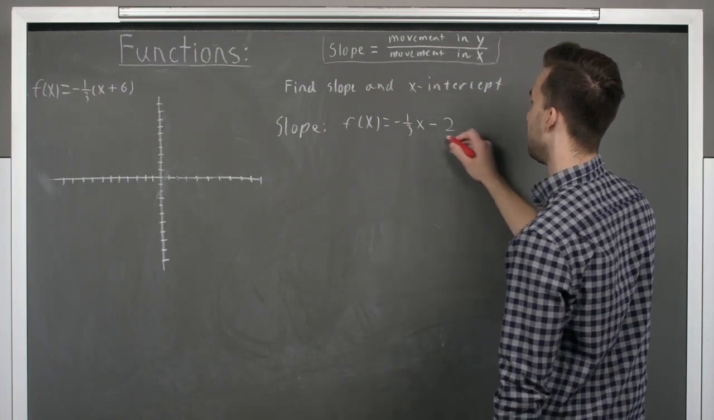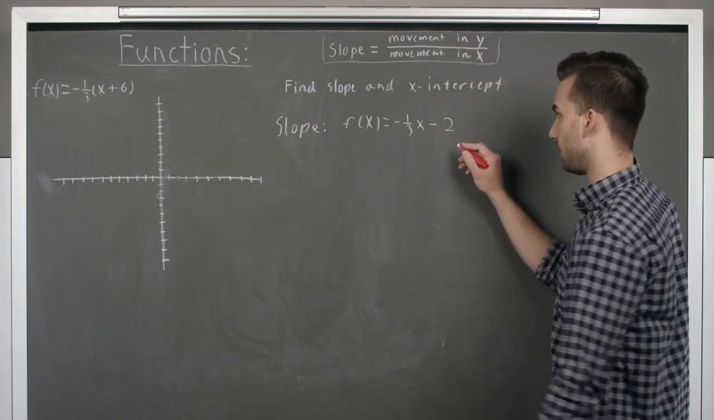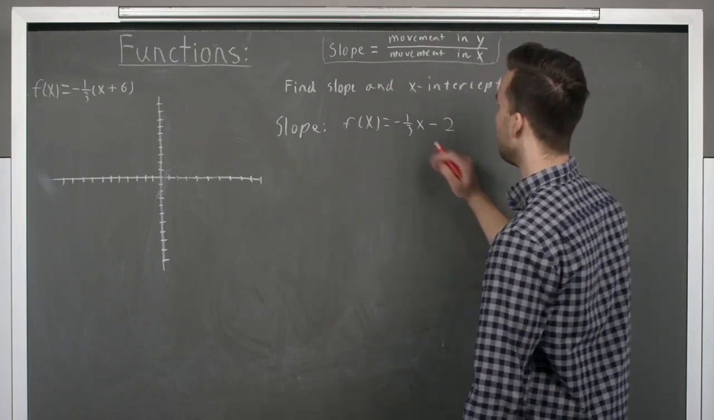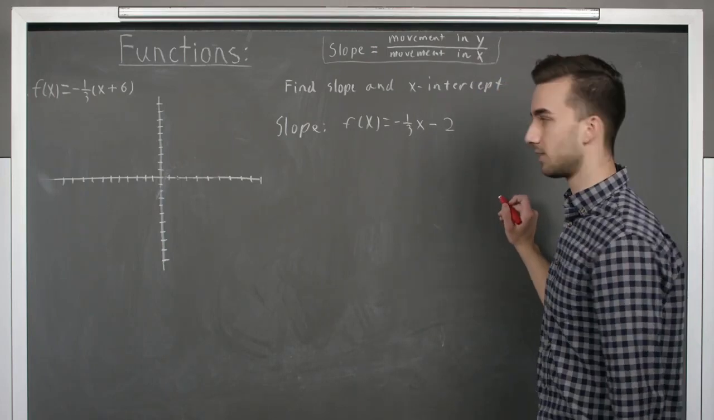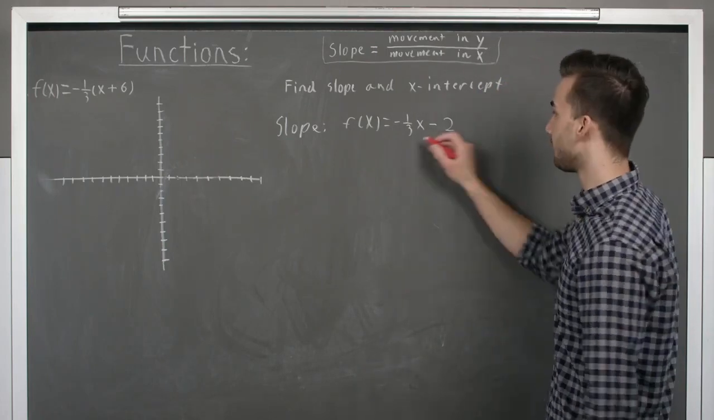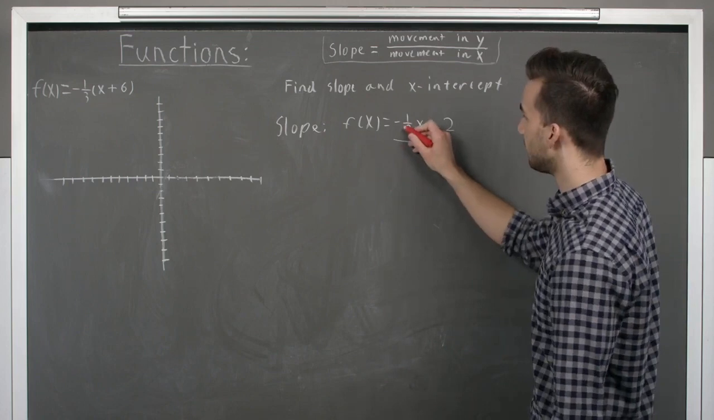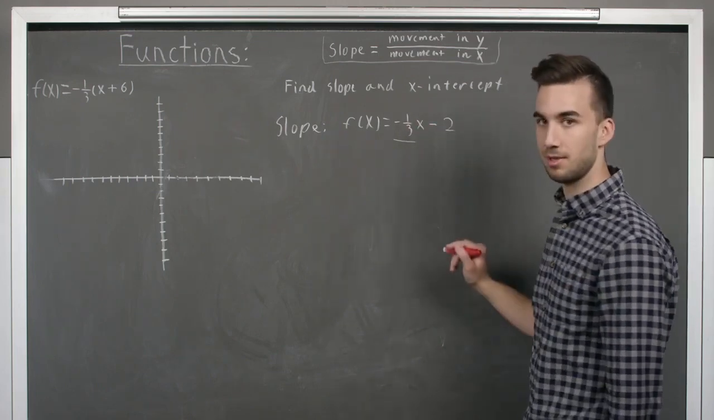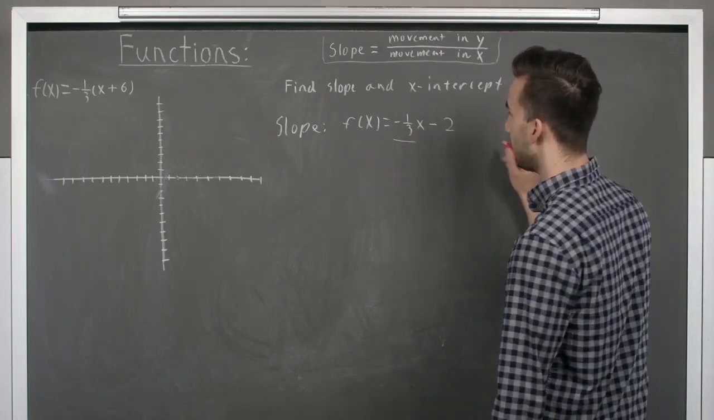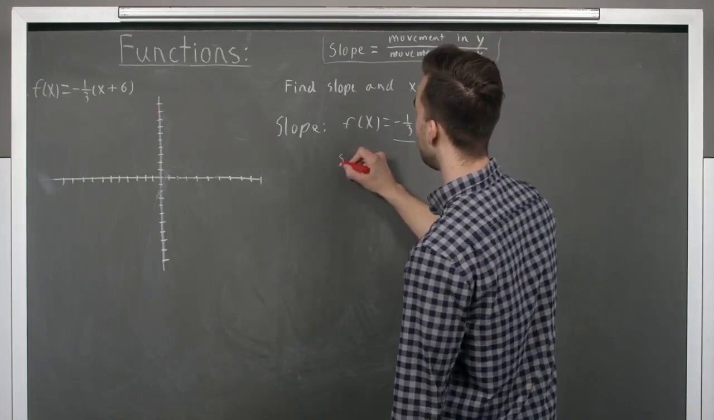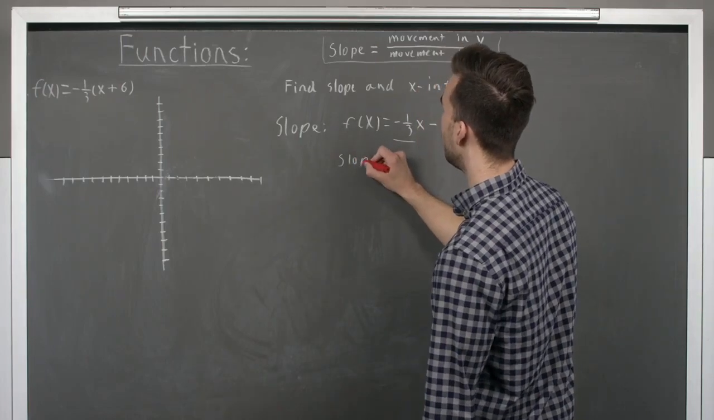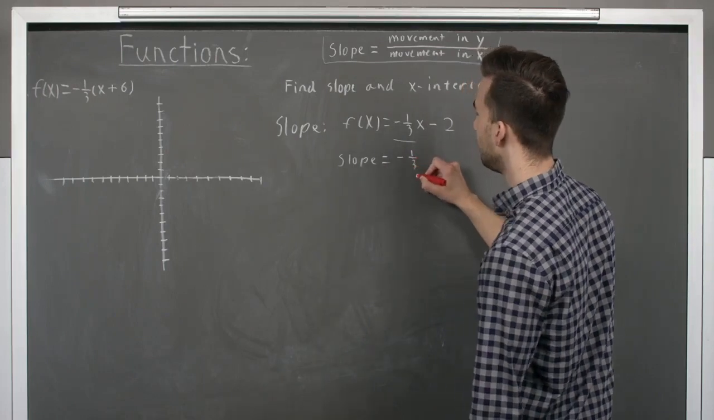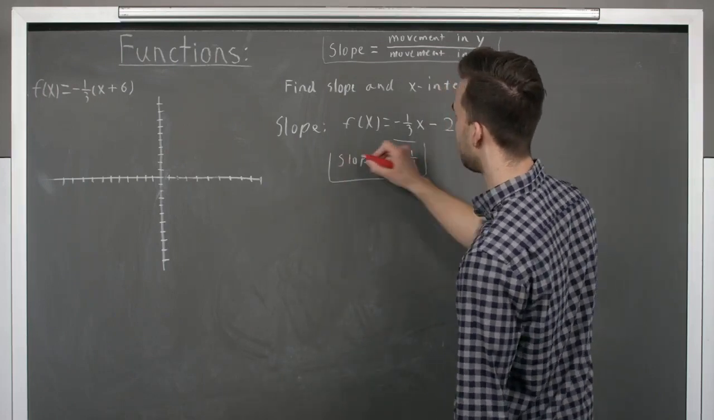Okay, and so this is more understandable because we just have one quantity of x here, and there are no parentheses. But for our slope, what is our slope always in a linear function? It's just this number right here, the coefficient of x, also known as what is multiplying by x. So our slope we know is negative 1/3. That is easy. That's our solution for our slope.